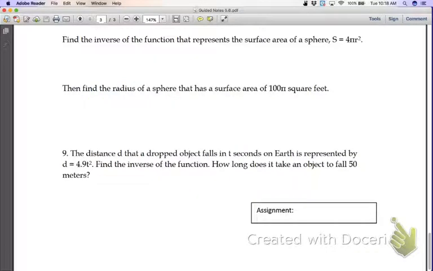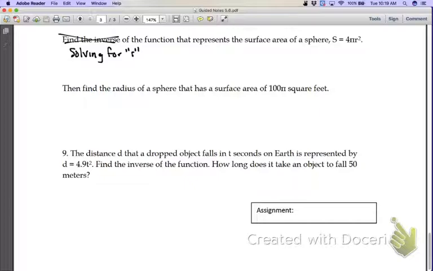Same like we did with number 16 on the assignment. You're really not finding the inverse, you're just solving, in this case, for r. So you're just rewriting how your function is, okay, and then going from there.